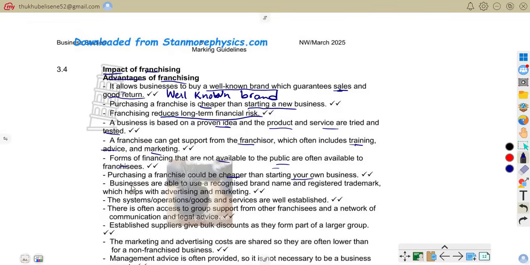Businesses are able to use a recognized brand name and registered trademark, which helps them with advertising and marketing. So marketing and advertising is going to be easy because this is already known. The systems and operations of goods and services are well established. There is often access to group support from other franchisees, a network of communication and legal advice. Established suppliers give bulk discounts as they form part of a larger group.